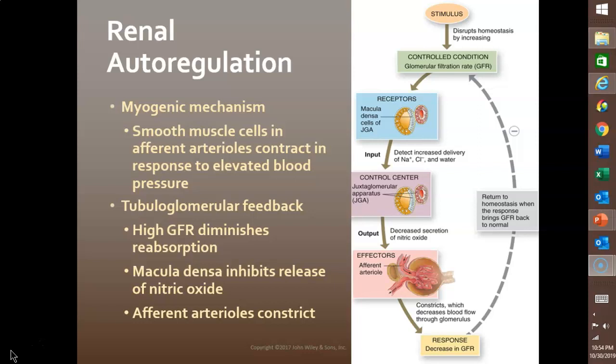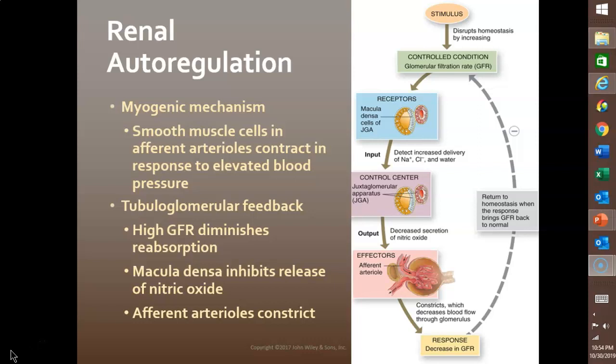On the other hand, when the arterial blood pressure drops, the smooth muscle cells are going to be less stimulated, less stretch, so they're going to relax. The afferent arterioles dilate, renal blood flow increases, and glomerular filtration increases.